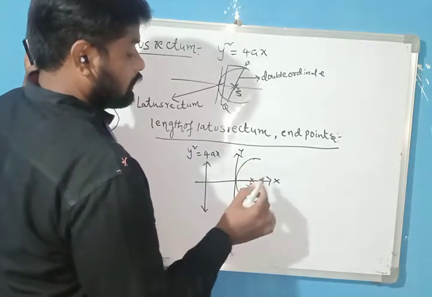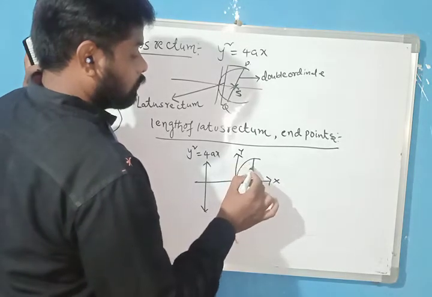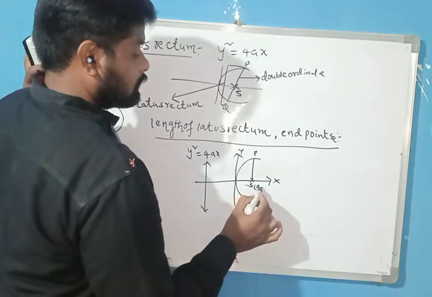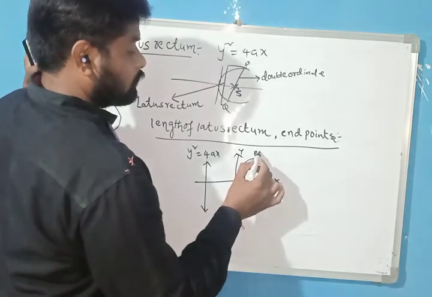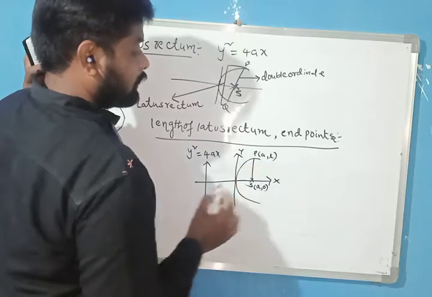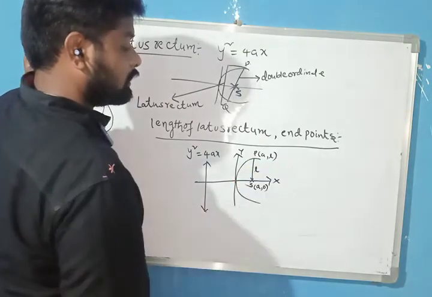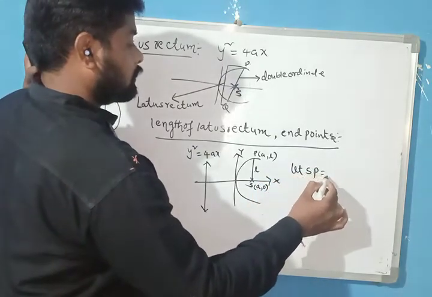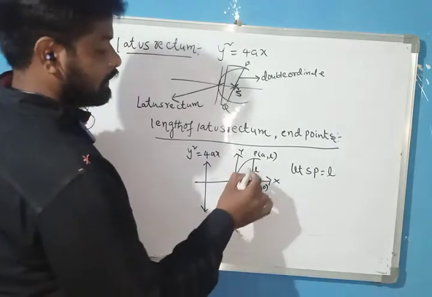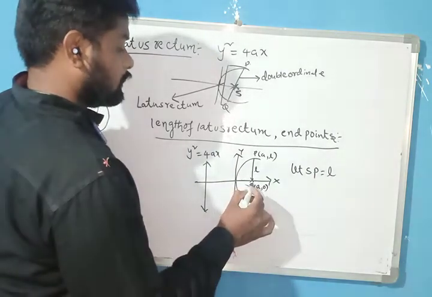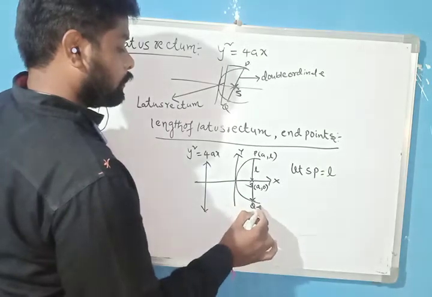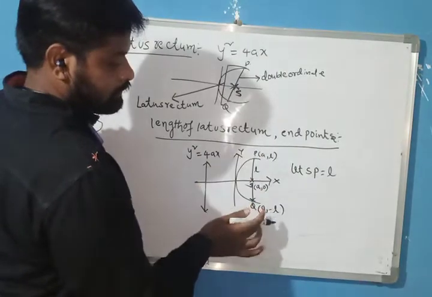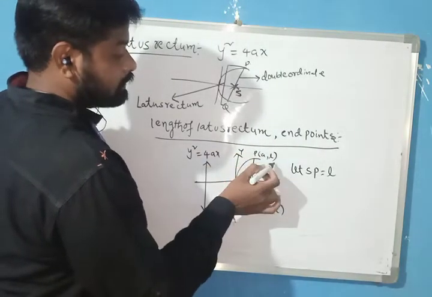Here, one point I am taking, P. A comma 0 is the focus. P is A comma L, because this length I am assuming L. Let SP equal L. Next, here also one point is there, Q, that is A comma minus L. It is in the negative direction of the y axis. Positive direction of the x axis, P is A comma L.